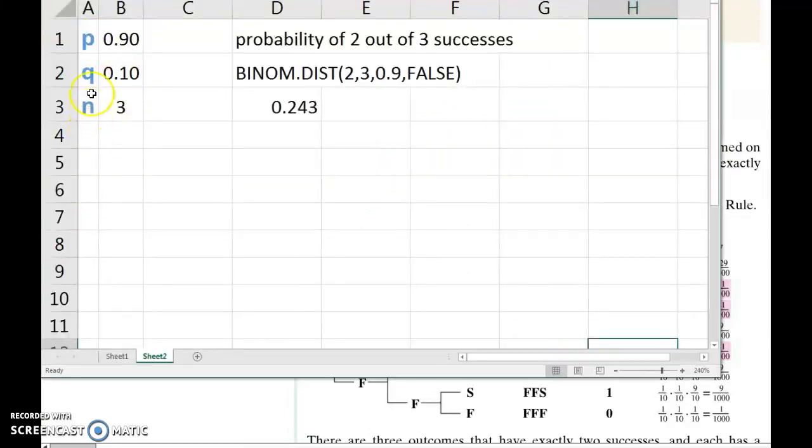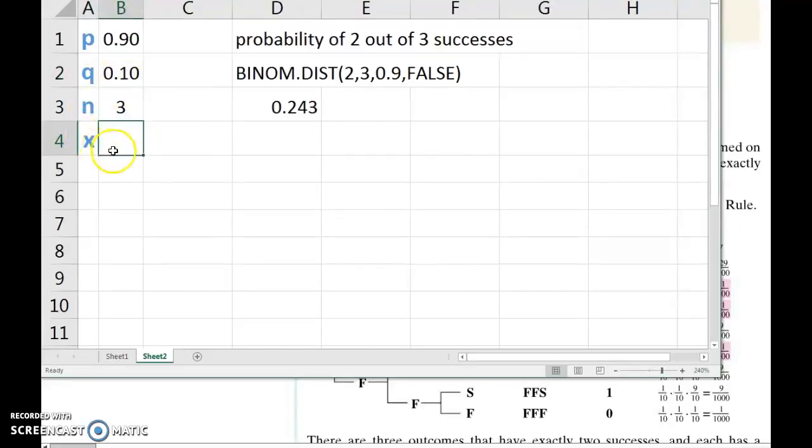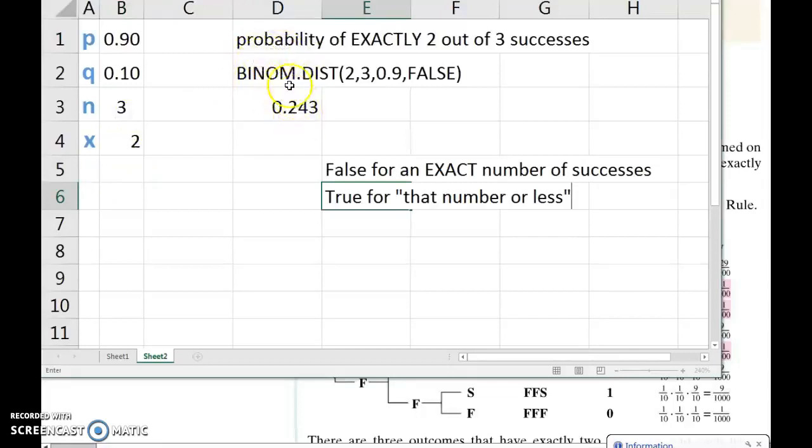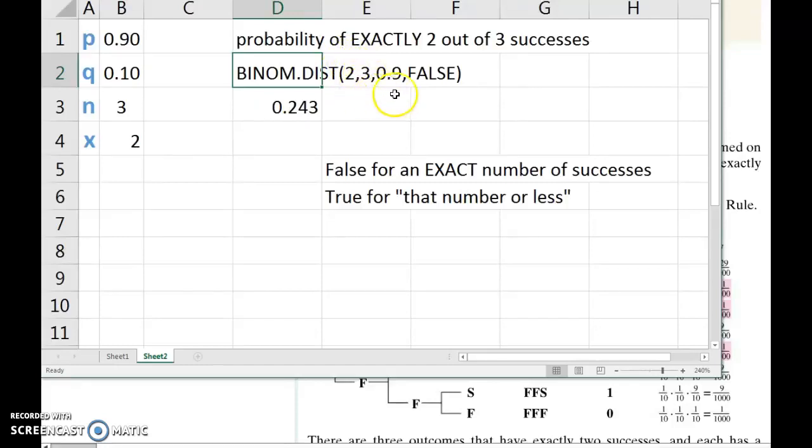So always start off by identifying your variables here. So probability of success was 90%, which means failure is 10%. There are 3 total patients, and our X here, the number of successes we're trying to find, is the probability that 2 out of the 3 were successful. And so what you want to enter in Excel is this formula here, equals binom.dist, and then you type in the number of successes you're looking for, out of the total number there are, and then the probability of success. And you use false for an exact number. So if we want to know the probability of exactly 2 out of 3 successes, we use false.